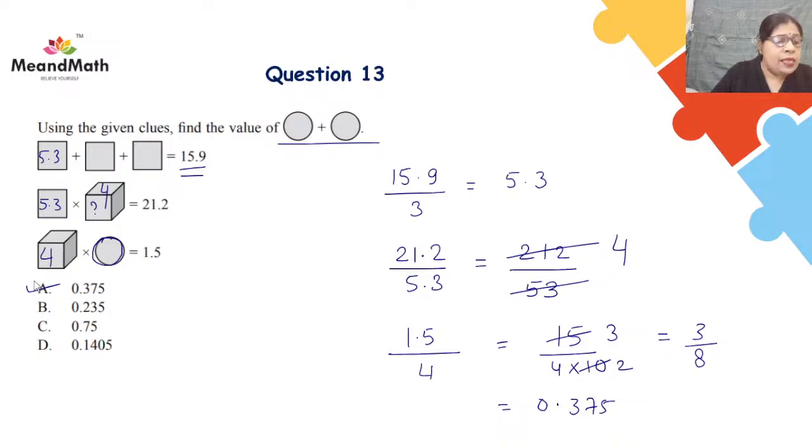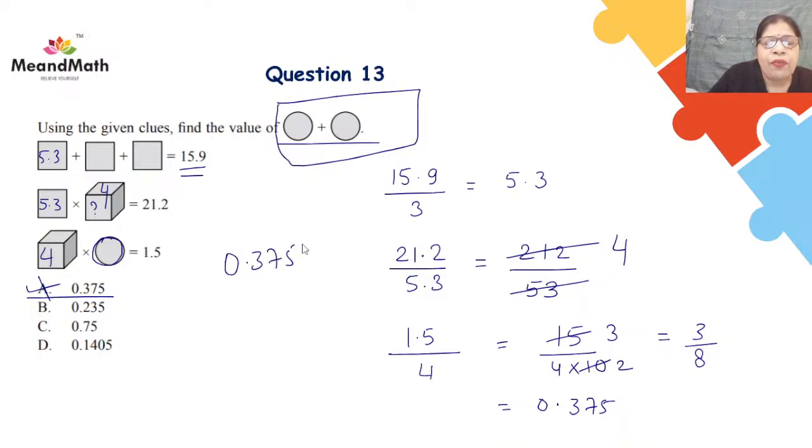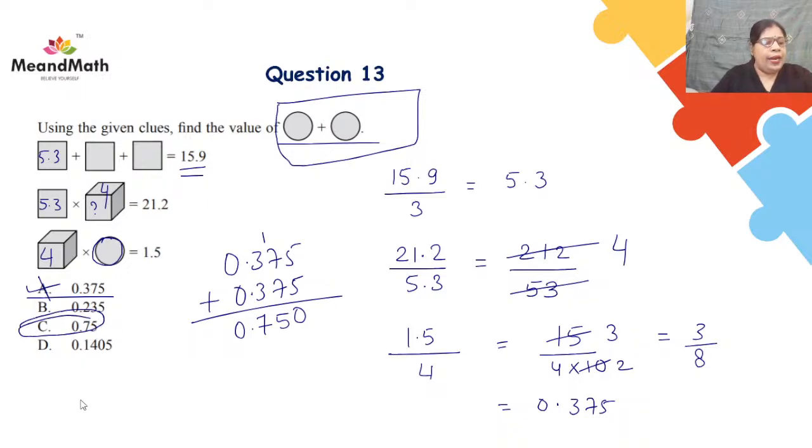So we have 0.375 over here. But if you think this is the correct answer, it is not, because we have to find the value of two circles. So we are going to add 0.375 two times to get the final answer. On adding both, we get 0.75. So our final answer is C, 0.75. Those who have given me the final answer as C are absolutely correct.